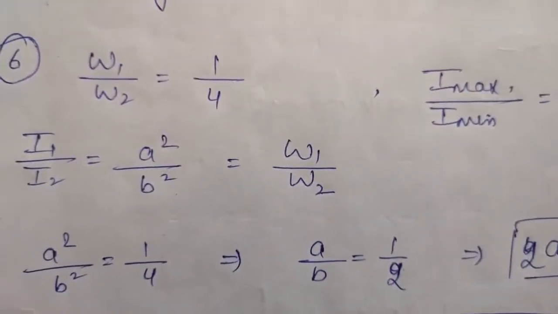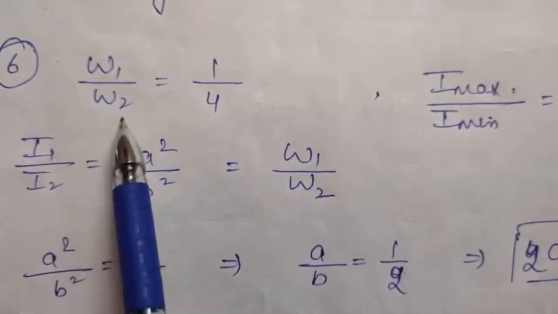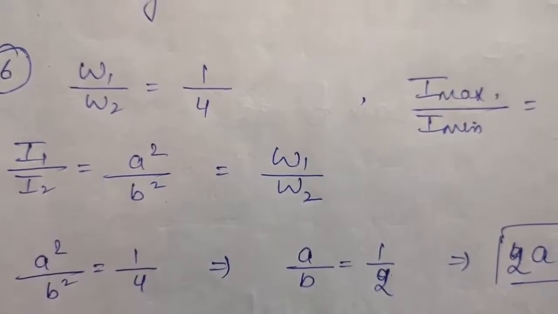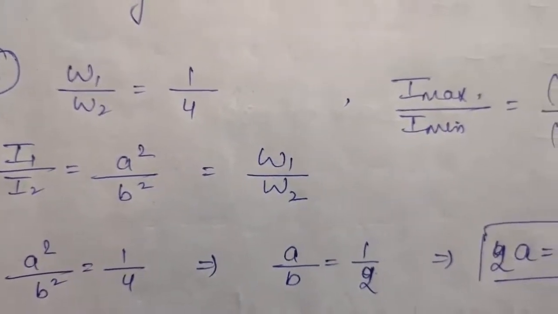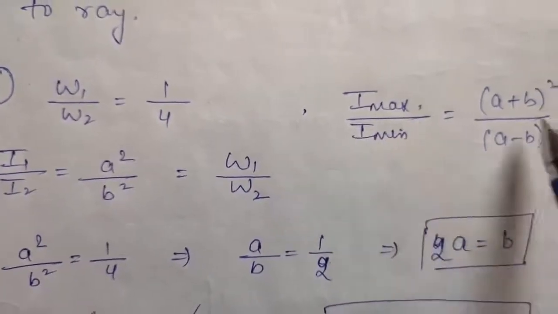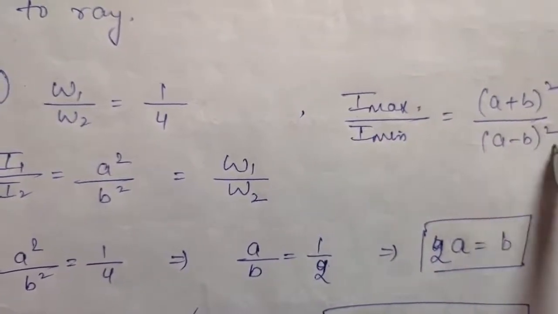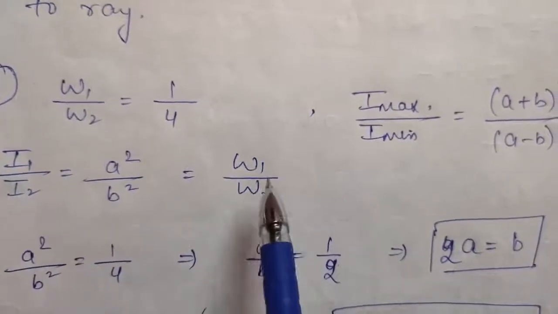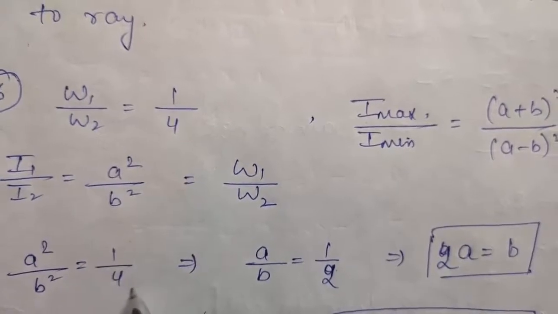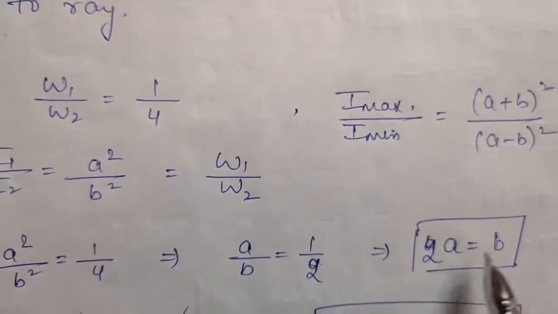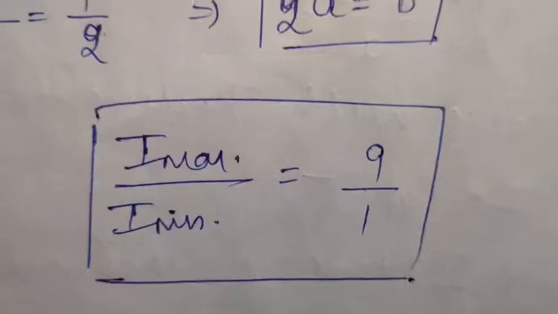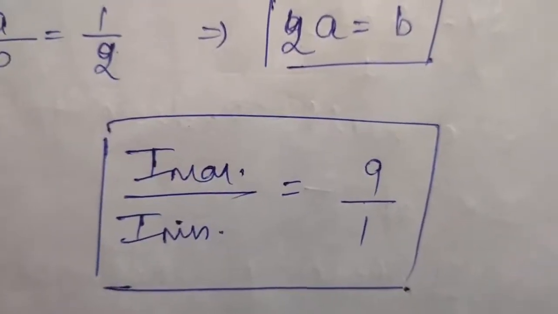So next is question number 6, in which width ratio between the slits is given to be 1 by 4, and you have to calculate the ratio of maximum intensity and minimum intensity. So as you know, the formula of intensity maximum to minimum is a plus b whole square upon a minus b whole square, and you know this formula as well. So using these two, a square upon b square will be 1 by 4, or 2a will come to be b. By using this, put the value of b here, then I maximum upon I minimum will come to be 9 by 1.